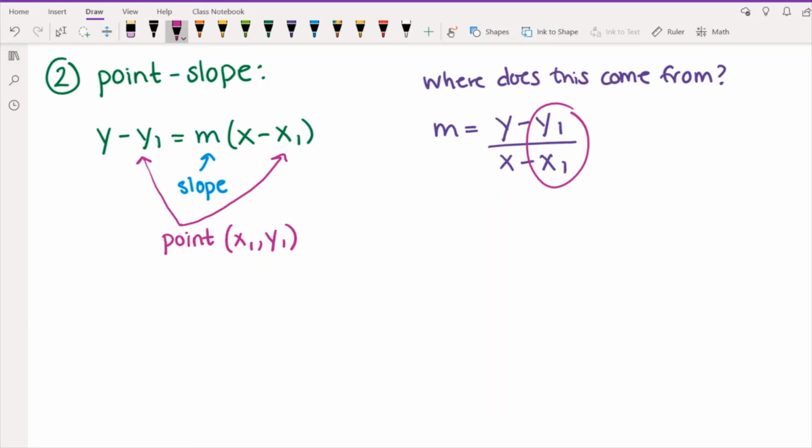It should have the slope of m. So we have the slope is equal to y minus y1 over x minus x1. If you just multiply both sides by x minus x1, that will give you m times x minus x1 is equal to y minus y1. And that's exactly the same as the point slope form that we wrote down.